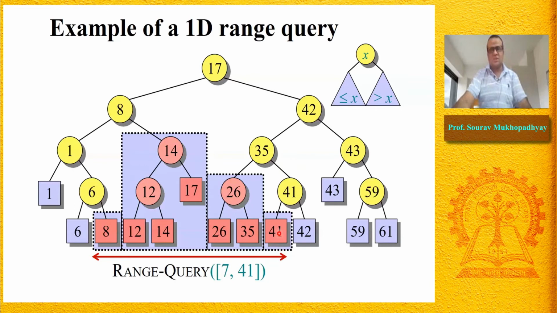In that subtree you have to go to the leaves to get the final points which lie in this query interval. So that is the idea. Why we are outputting the subtree, we will come to know. That will help us extend this to higher dimensions.